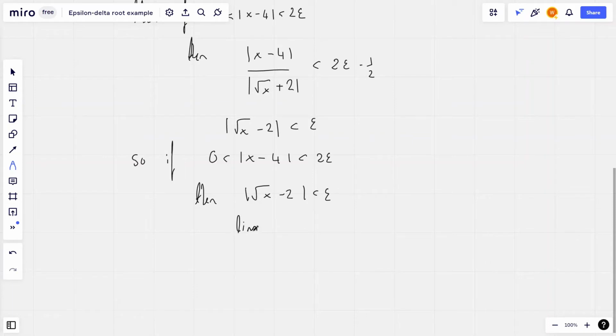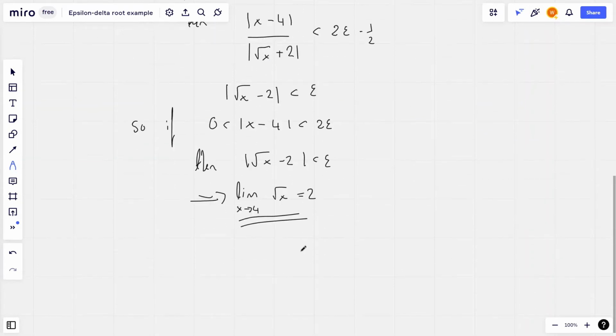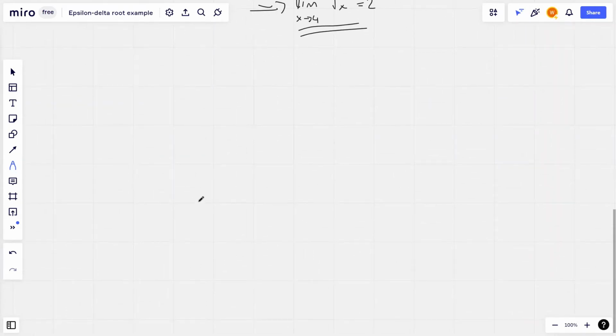So we know that the limit as x goes to 4 of square root x equals 2. Okay, I will do one more example of this. I'll do the exact same thing, just to have multiple examples out there, and then I will give the viewer some exercises.